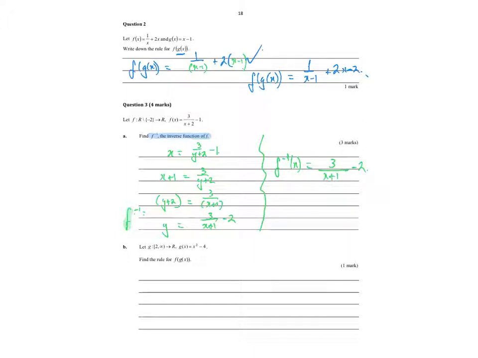Let's go back and check. It's just said to find the function, nothing about domain and range. So all good. Let's put a square around that. 3 marks. Give me 3 marks.